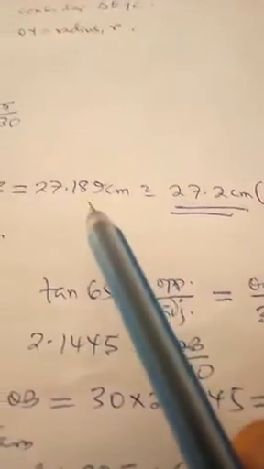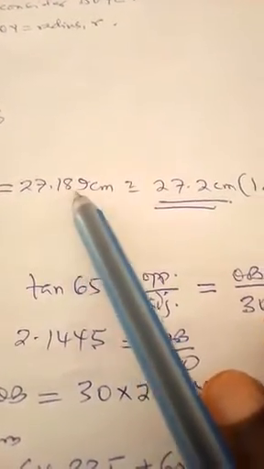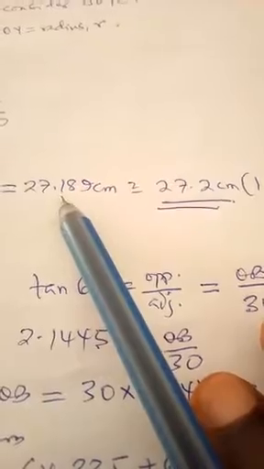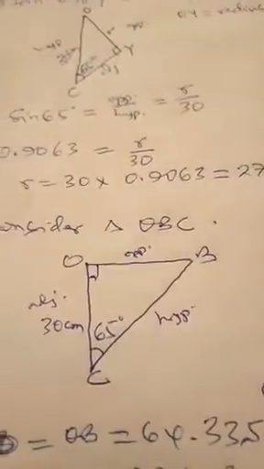1 decimal place, after the decimal point you can't go further. You stop at 1. You take 1 from 8 to join to 1, and you have 2. So the radius is 27.2 cm. The second question is to get the area of the shaded part.